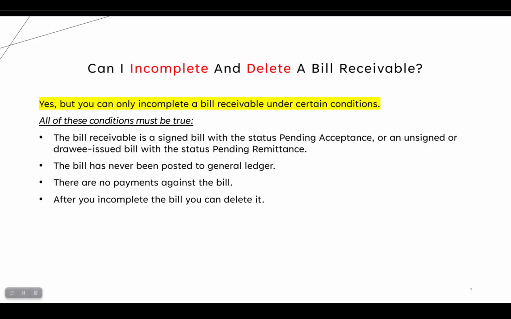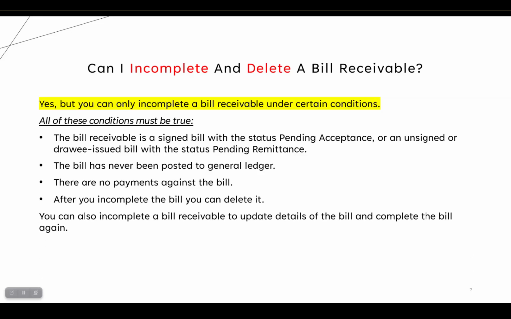After you incomplete a bill, you can delete it, but before incomplete you cannot delete it, like AR transactions. Once you complete it, you have to incomplete. After incomplete, you can delete. You can also incomplete a bills receivable to update details of the bill and complete the bill again, like also an AR transaction. You can do the same, either incomplete, update and complete again, or incomplete and delete.